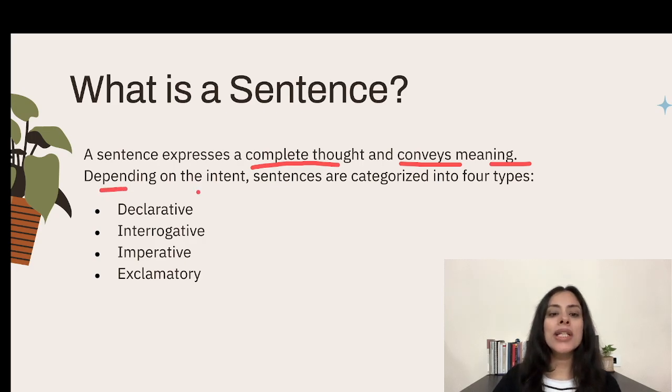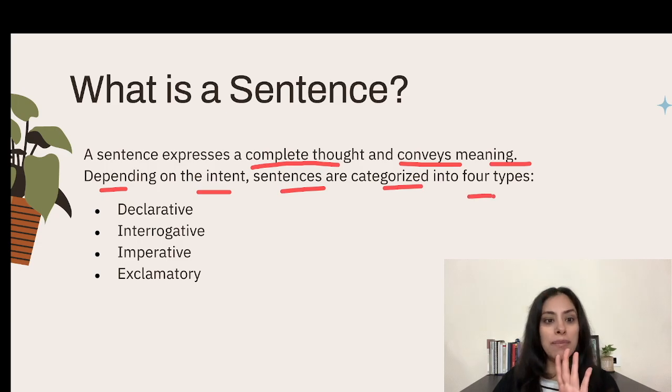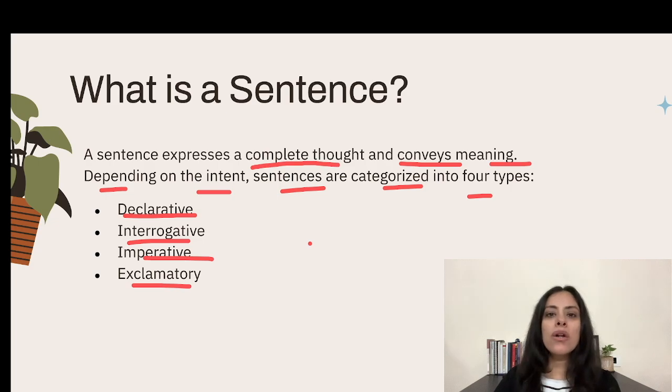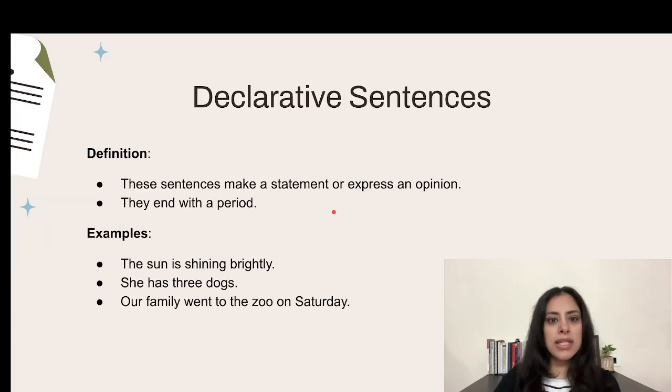Now, depending on the intent, sentences are categorized into four types. We have declarative, interrogative, imperative, and exclamatory sentences. One by one, we are going to understand all of these four types of sentences. So let's start with my particular favorite, because they're the easiest to analyze and easiest to identify. These are known as declarative sentences.